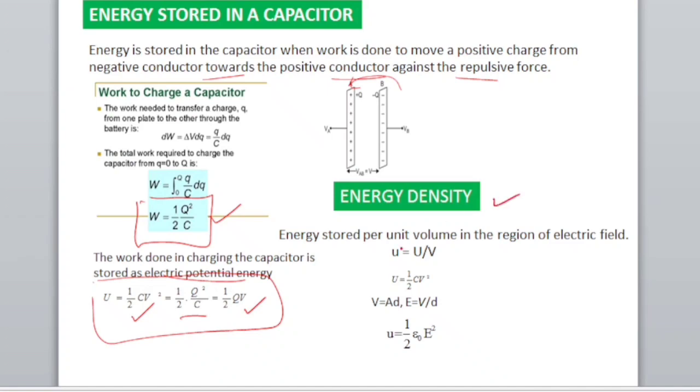What is energy density? Energy stored per unit volume in the region of electric field, denoted by small u. So small u is energy stored per unit volume. Energy stored is half CV square, so you put half CV square. Volume is what? Area into distance. A is the area of the plate, D is the distance between the plates, and E equal to V by D. After putting these values, you get energy density equal to half epsilon naught E square.